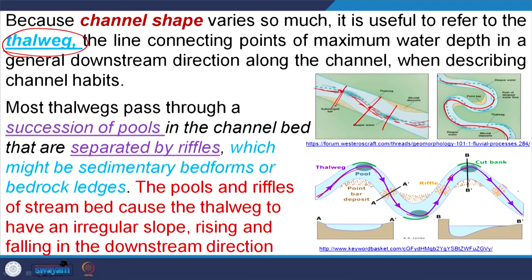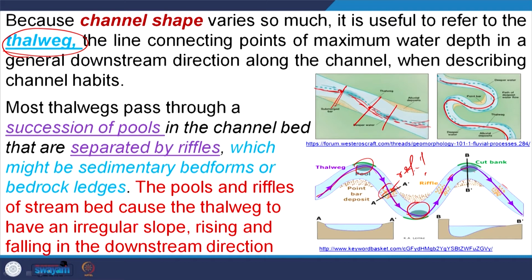What are pools and ripples? For example, in this channel we are talking about, this violet line defines the Thalweg. Within this channel, some parts are deeper and contain water throughout the year. In between, we have sediments. The sediments are called ripples, and the deeper parts are called pools.